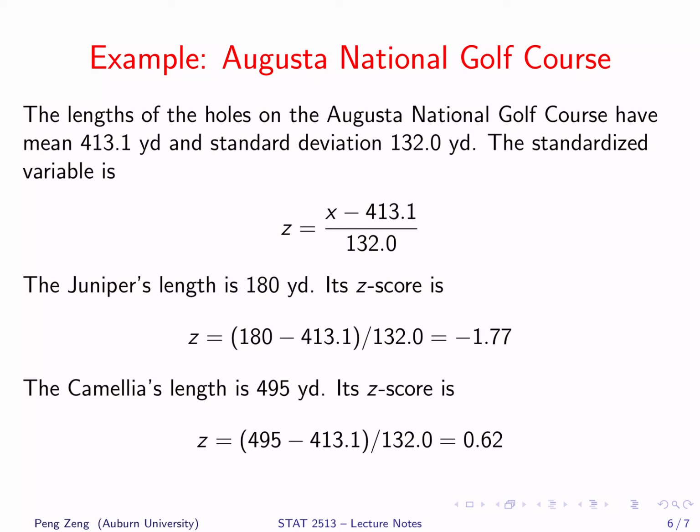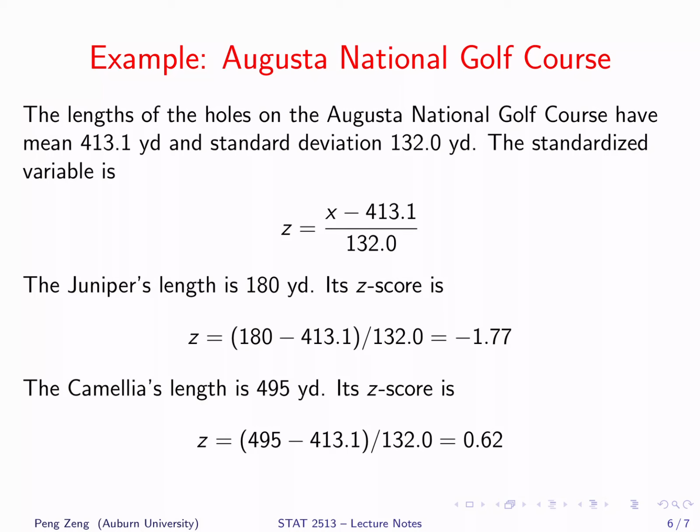The juniper's length is 180 yards. Its z-score can be calculated by replacing x in the formula by 180. The value is negative 1.77. Let's check another one. The camellia's length is 495 yards. Its z-score is 0.62.